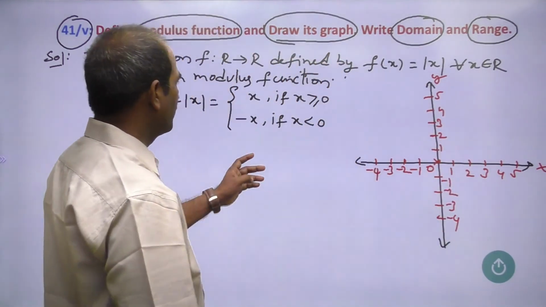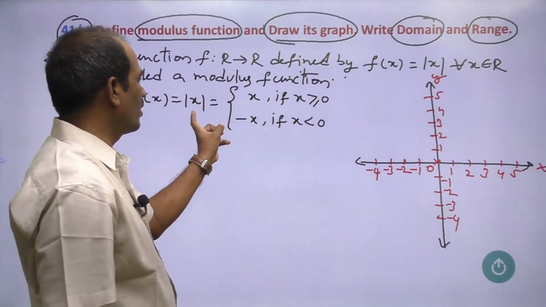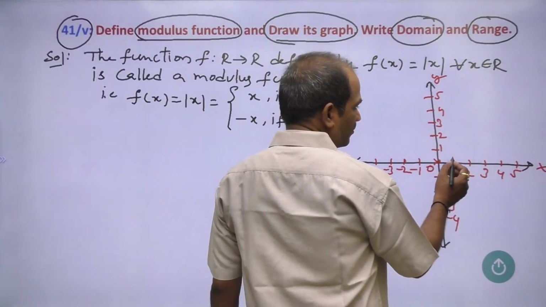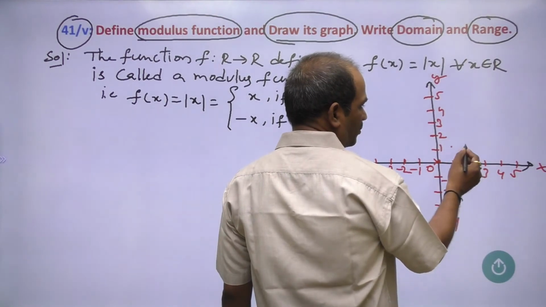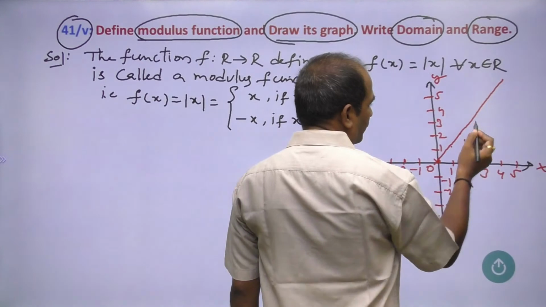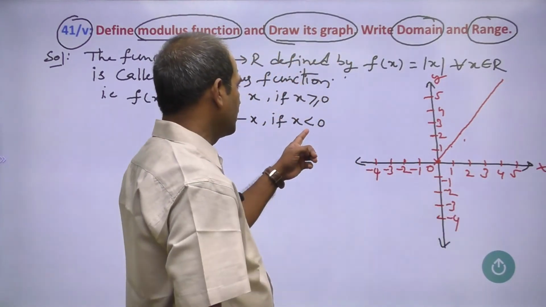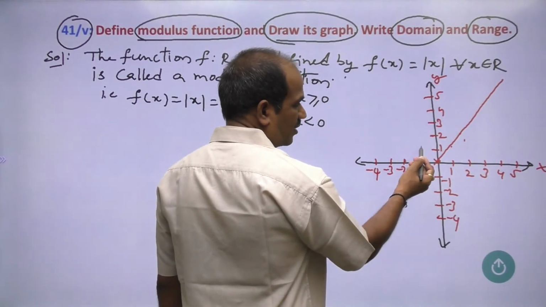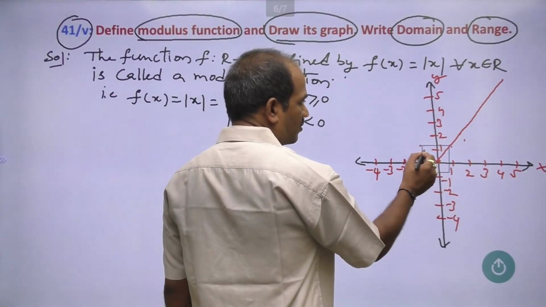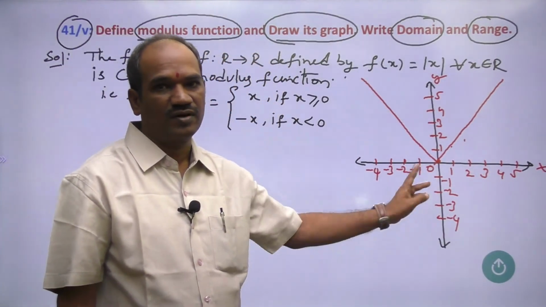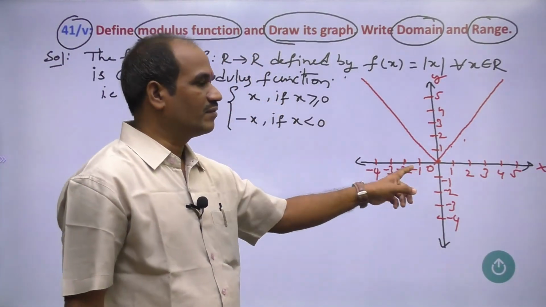Take the positive values, x greater than or equal to 0: the mod x value is x. This is y. Take 1 here, y is also 1. Next take 2, y is also 2, and so on. This graph is this one. Next, on this side the negative values, x less than 0, the mod x value is minus x. Take minus 1 here. So on this side, this is the graph. The graph carries 1 mark, here 2 marks, 1 mark, 3.